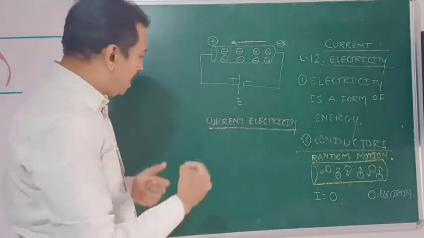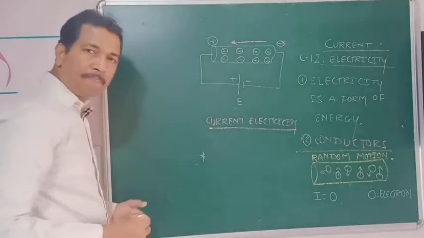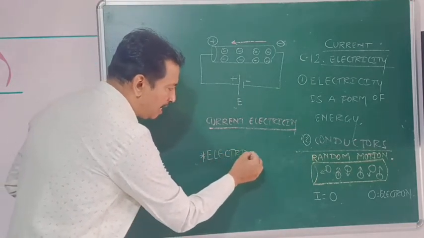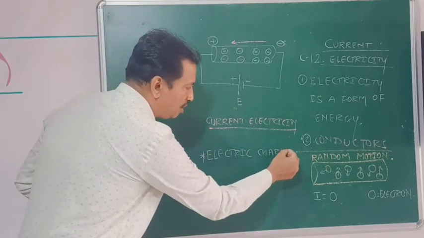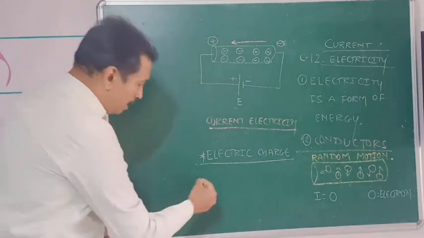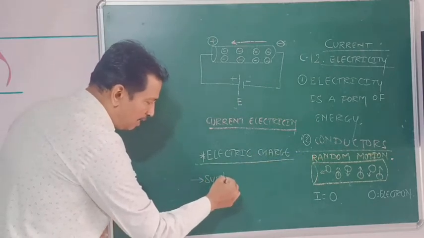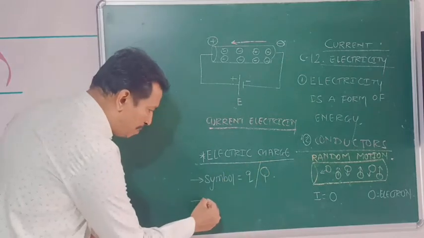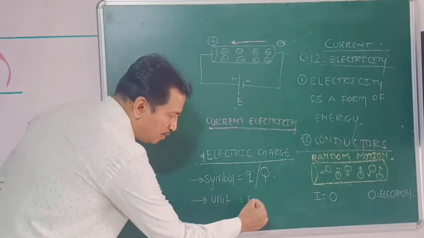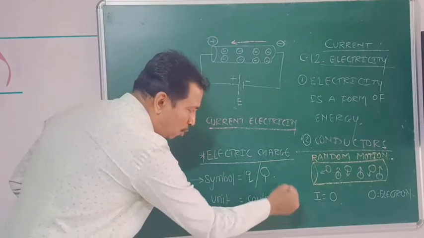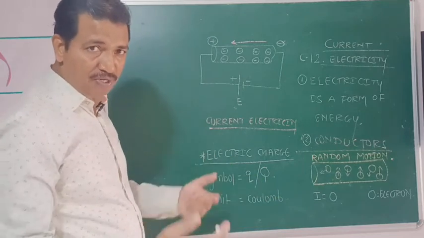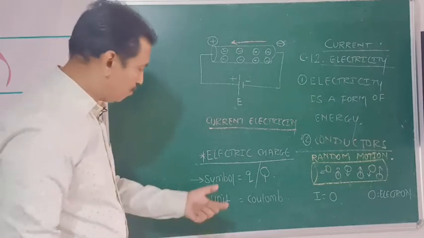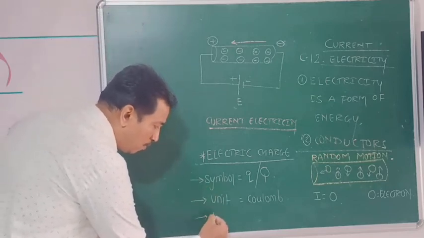Now to understand current electricity, we need to understand the motion of electrons and electrons themselves. These electrons have a very important inherent property, called electric charge. The symbol for electric charge is capital Q. It is measured in the SI unit Coulomb. Coulomb is the name of the scientist who did huge work on electric charges. We'll understand that later.